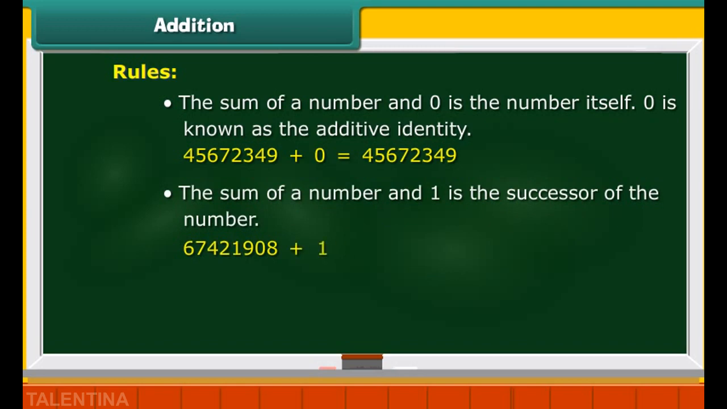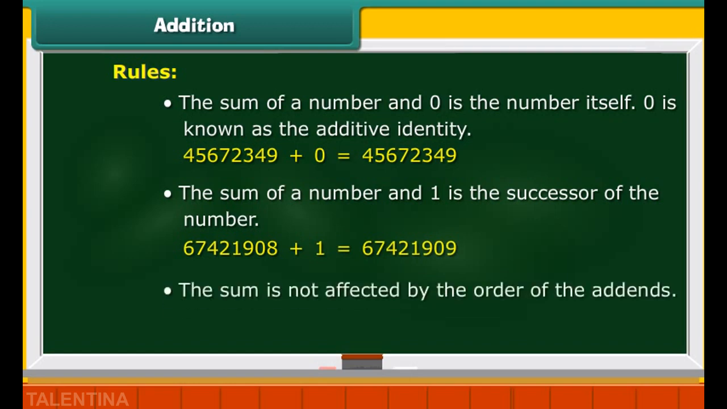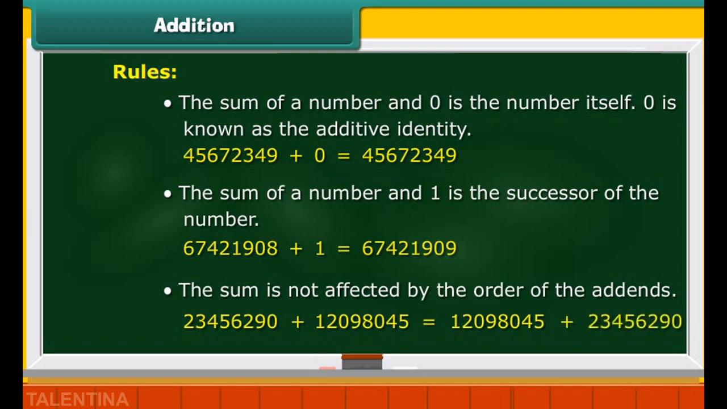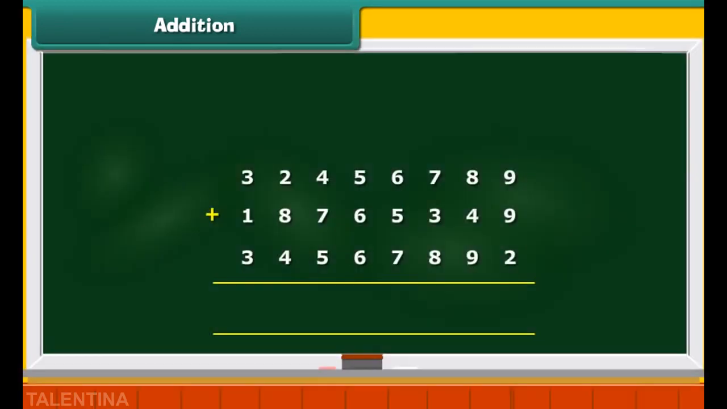67421 plus 1 is equal to 67422. The sum is not affected by the order of the addends. 23456290 plus 12098045 is equal to 12098045 plus 23456290. Let us now learn to add large numbers.